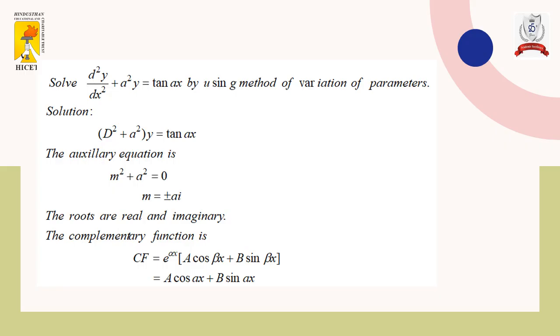When the roots are real and imaginary, the complementary function can be written as e power alpha x into a cos beta x plus b into sin beta x. Here alpha is the real part and beta is the imaginary part. Simply we substitute the roots. The complementary function is a cos ax plus b sin ax.